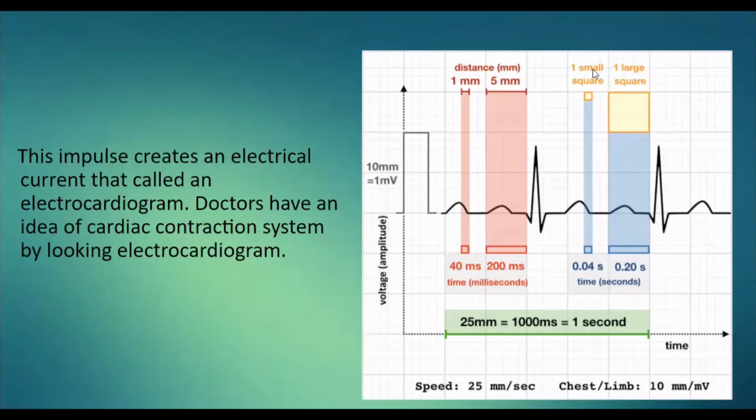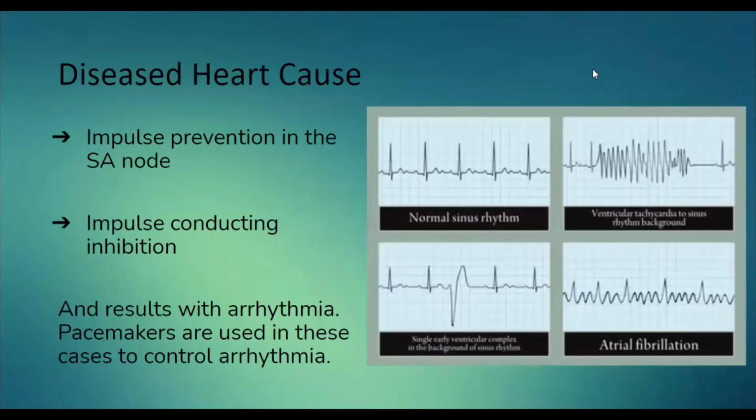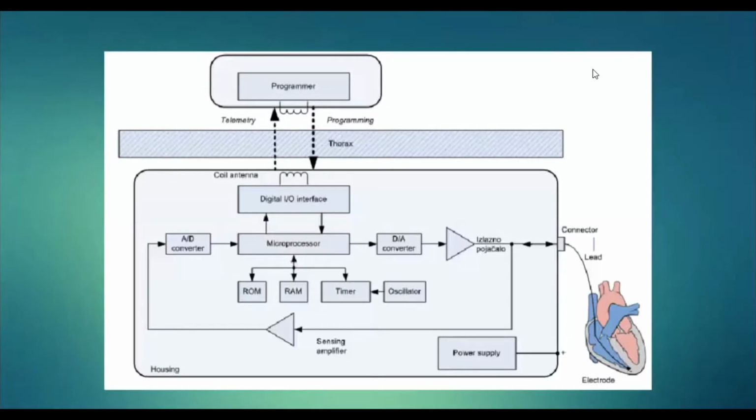During conduction, an impulse begins in the SA node and causes the atria to contract. Then the impulse moves to the AV node and down the bundle branches, which causes the ventricles to contract, and it moves through the Purkinje fibers. This impulse creates an electrical current that's recorded as an electrocardiogram. Doctors get an idea of the cardiac contraction system by looking at the electrocardiogram. Heart diseases may cause impulse prevention in the SA node or impulse conduction inhibition, and these diseases result in arrhythmia. So pacemakers are used in these cases to control arrhythmia.